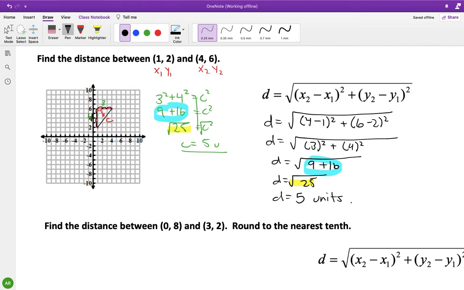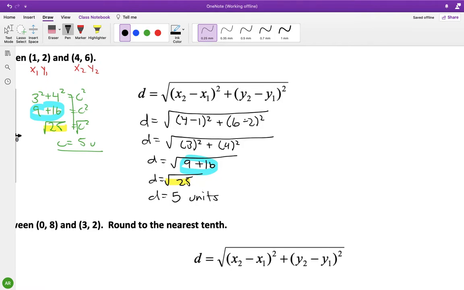Now, I'm going to plug these numbers in a different way, and I'm going to show you why it doesn't matter which one you call the first point and which one you call the second point. So over here, we're going to do the same thing again. I'm going to do it quickly. I'm just going to plug my x values in as I see them. 1 minus 4 squared plus 2 minus 6 squared. So I basically just plugged them in the opposite way. All right, it doesn't matter. I'm going to keep saying that over and over again. 1 minus 4 is negative 3, negative 3 squared. 2 minus 6 is negative 4 squared.